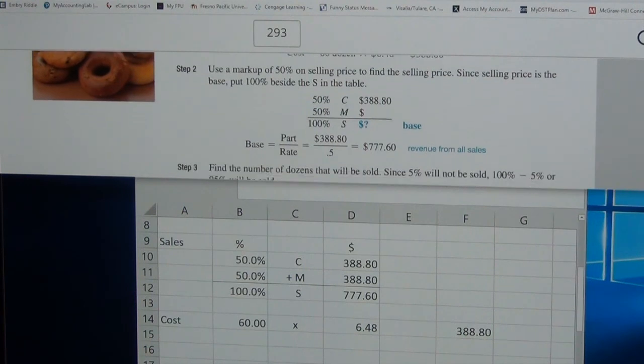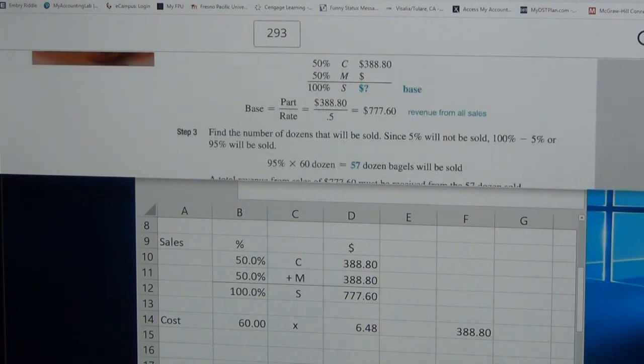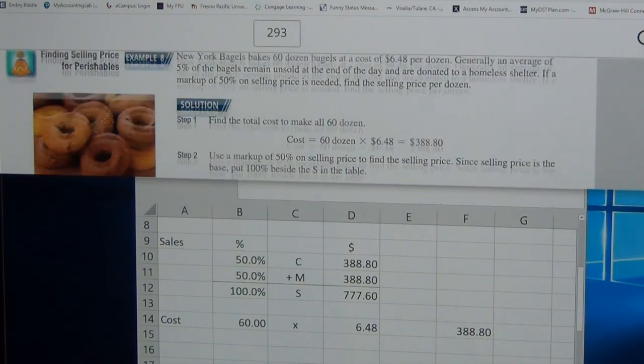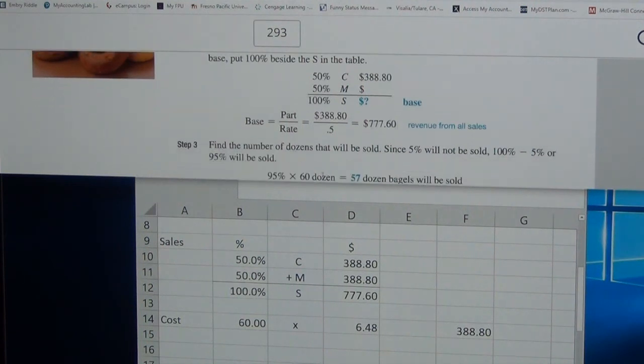Now, we have to be careful though, because when it tells us to find the number of dozens that will be sold, 100 minus 5%, or 95%, will actually be sold. What does that mean? That means that if only 95% of what we make is sold, then if we bake 60 dozen bagels, 5% are going to be thrown out. So 95% are actually going to sell. So 60 dozen multiplied by 95% is going to give us 57 dozen bagels that will be sold.